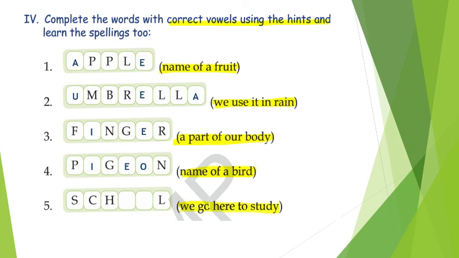Alright? Then the fifth one is where we go to study. Where do we go to study? We go to school, right? So here the spelling can be school, S-C-H-O-O-L, school. Alright?